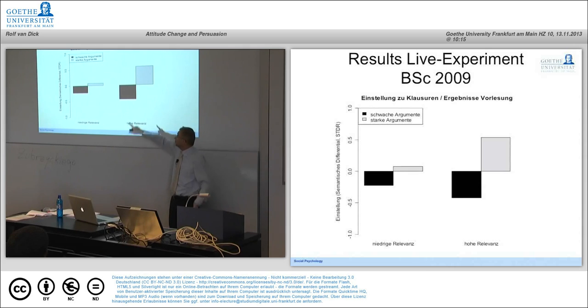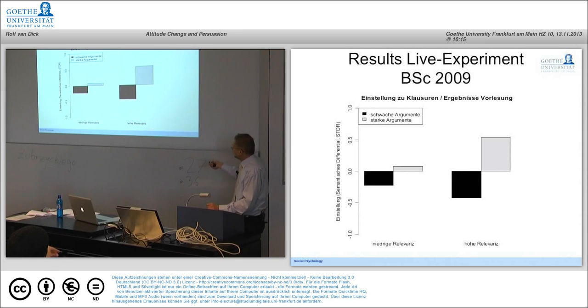which would have meant these students who had just started would also have had to do more exams if they agreed. And what you see is in the low personal relevance condition, there's little attitude change. So in case of weak arguments, people develop slightly negative attitudes towards more exams. In the strong arguments condition, they developed very slightly positive attitudes towards additional exams, but there's not a lot of a difference.